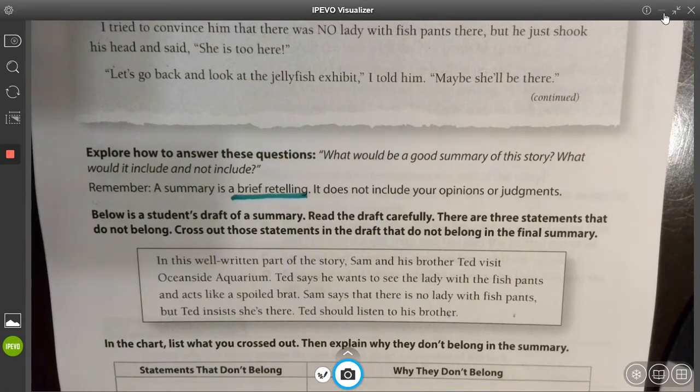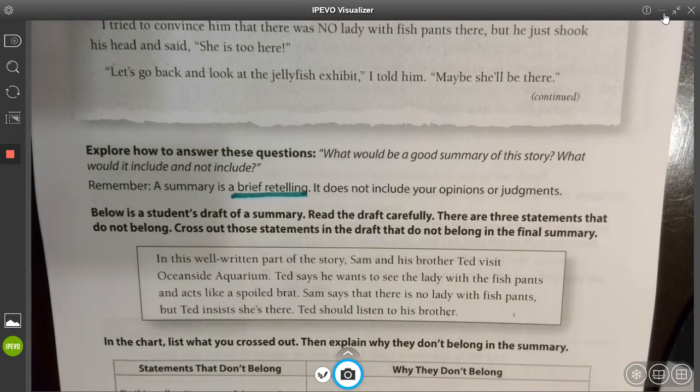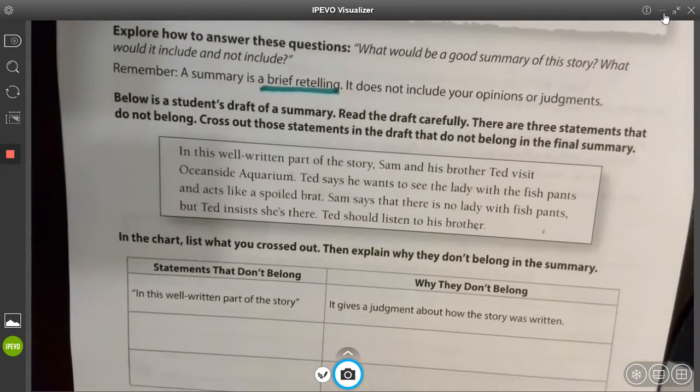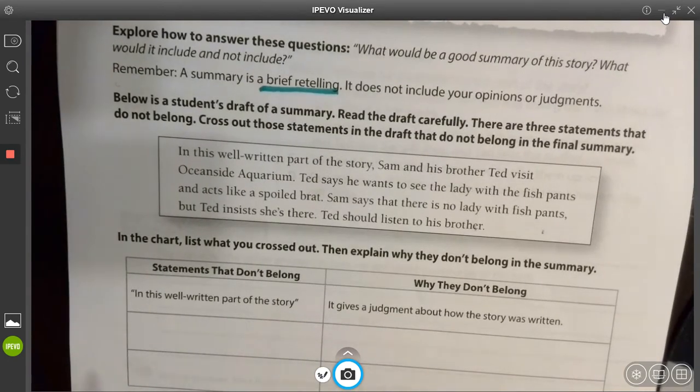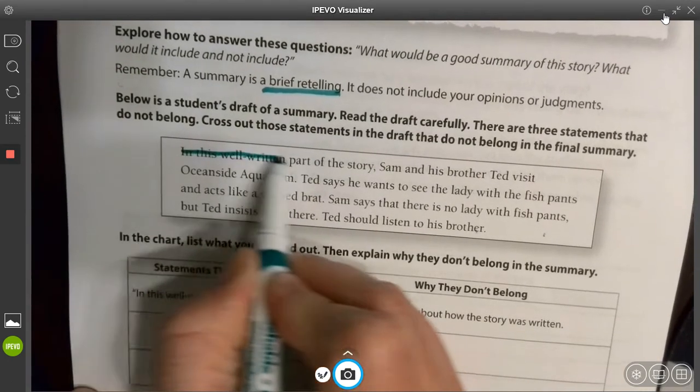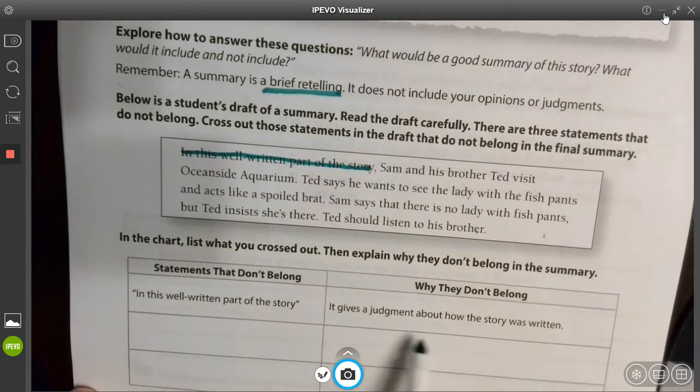Okay, so if I'm thinking about things that don't belong, then the first part is "in this well-written part of the story," so I'm going to cross that out. It gives a judgment about how the story was written. All right, so that doesn't belong in the summary.